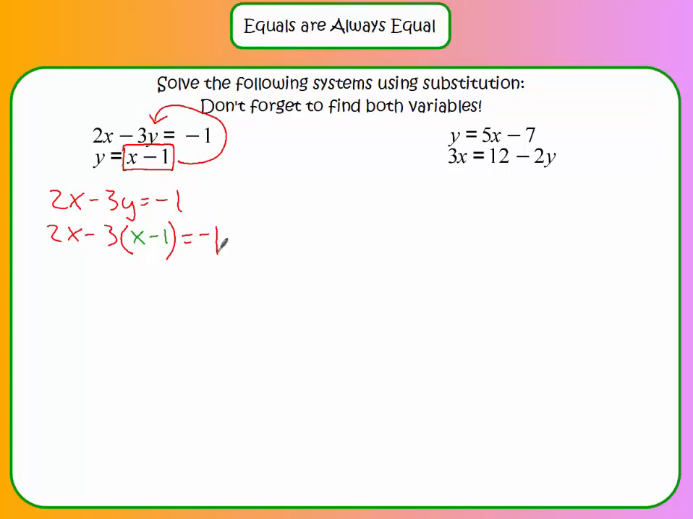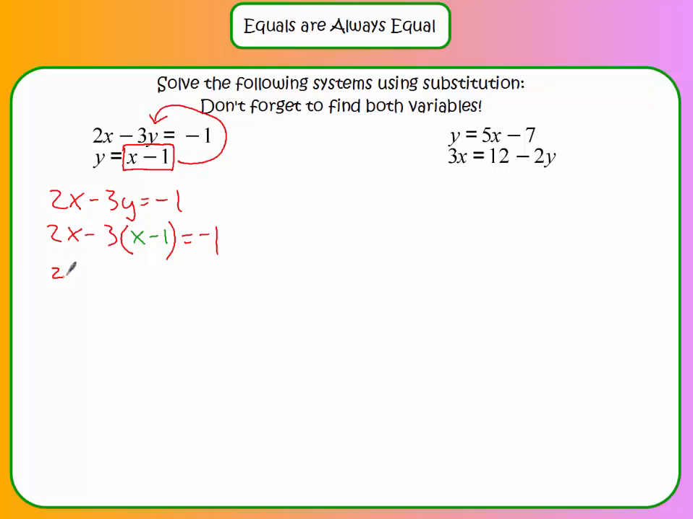Equals negative 1. So again, all I did was where I saw the variable y, I now replaced it with x minus 1. I made a substitution. And the reason I'm doing this is to get this down so there's only one variable in this equation now. Okay, and I can solve equations that have one variable.